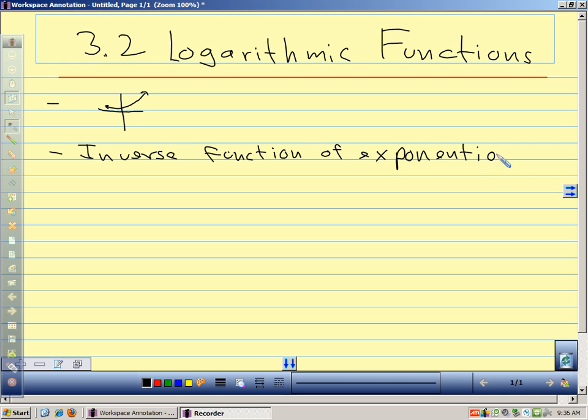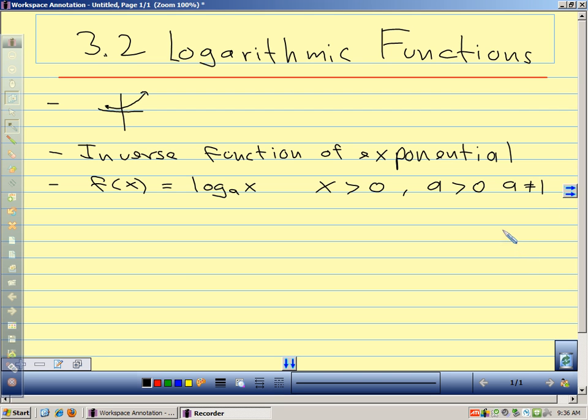And just like the exponential function, we have different bases for exponential functions, we're going to have different bases for our logarithmic functions. And the way we write these is we say that f of x equals the log to the base a of x, and x has to be greater than 0. We can't take the log of a negative number, and a is greater than 0, and a doesn't equal 1.